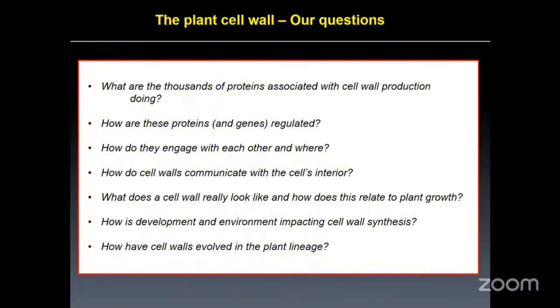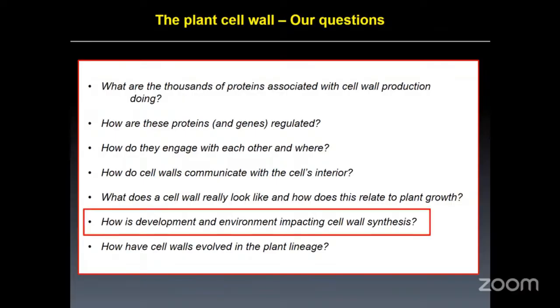And we're also interested in how cell walls really look and how this relates to how plants grow. And finally, we try to put this in context of development, environment, and also evolution. In today's talk, we're mainly going to focus on the development of different organs and so forth, and how cell walls are contributing to that.